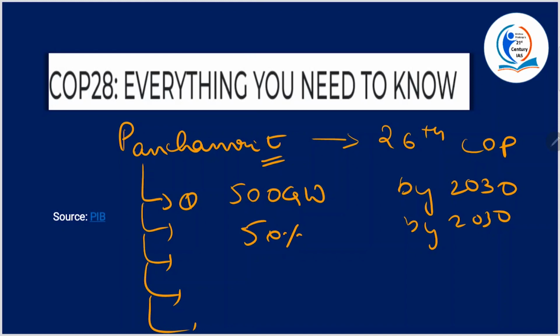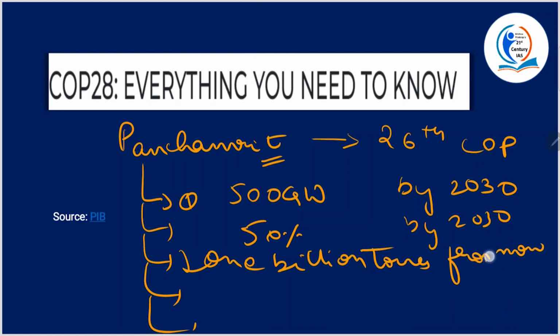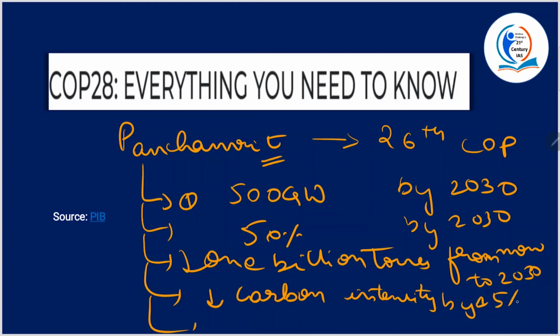Alright, and third one, reduction of total projected carbon emissions by 1 billion tons from now to 2030. And reducing the carbon intensity of economy by 45% by 2030 over 2005 levels. Alright, and to attain the net zero emissions by 2070. This is unique. Net zero emissions by 2070. So yeah, these are some basics about Panchamrit.